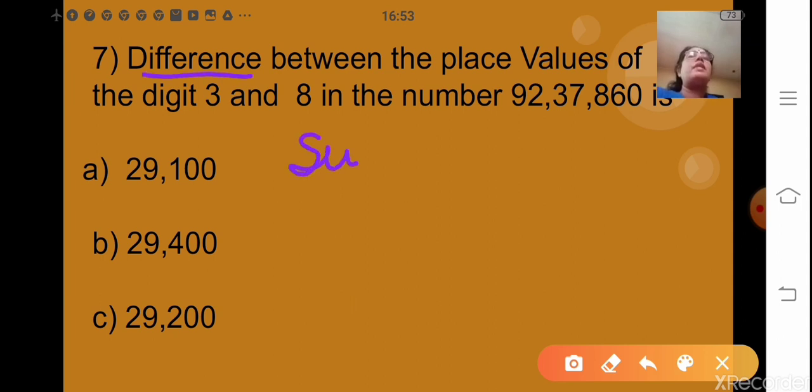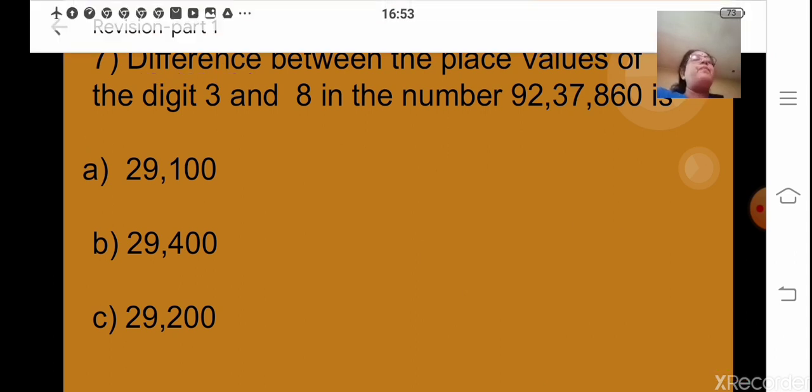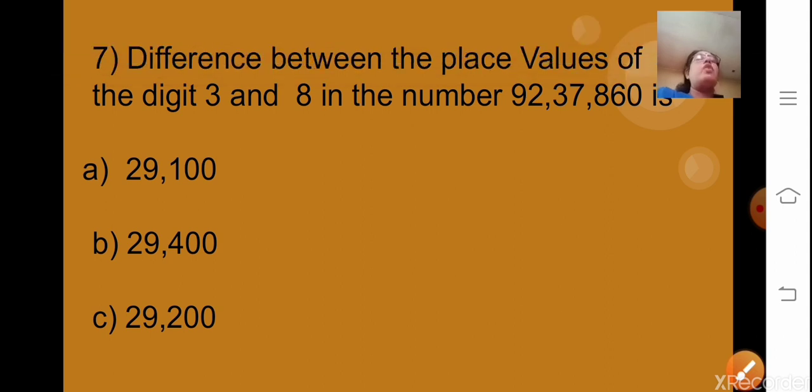Now here instead of difference, if it is given as sum, you will add the place values of the 3 and 8. That is, 30,000 plus 800 if the word sum is given. Sum means to add. So your answer will be 30,800. Now since it is given as difference, you will subtract and find the answer. Okay students, same way in the exam also you have to solve it and then choose the correct option. Solve it in your book aside, and then only choose the correct options.